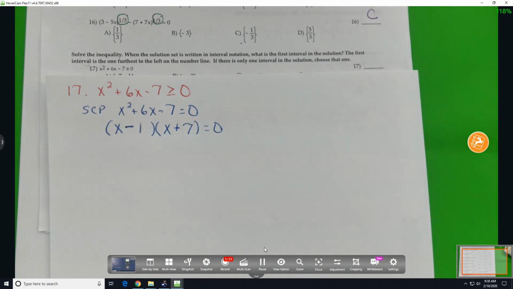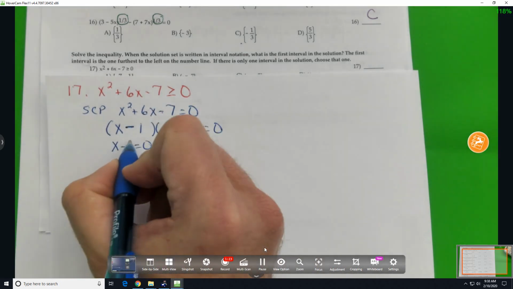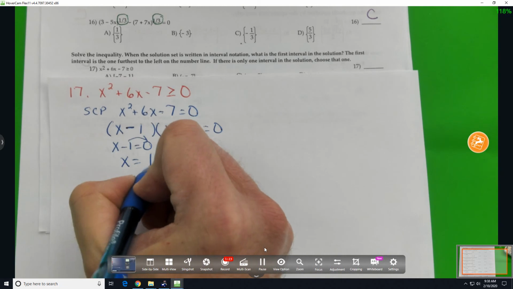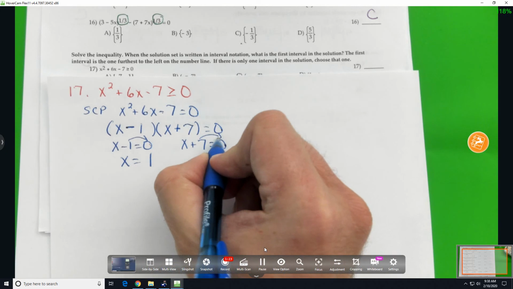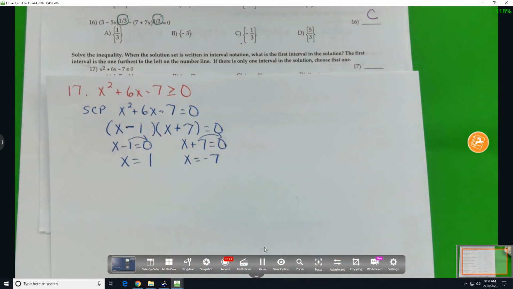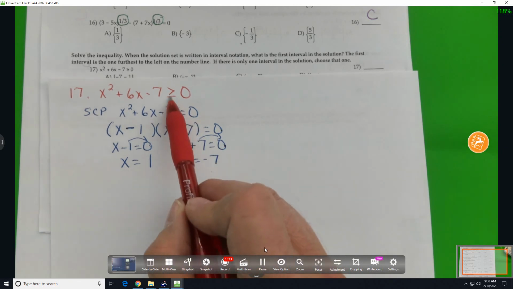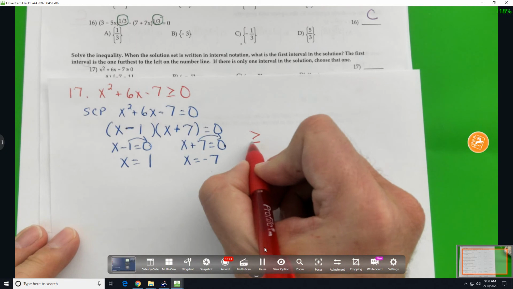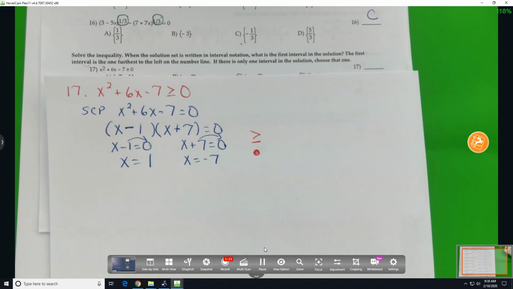Then set each one of these factors to 0. And we get x equals 1 and x equals negative 7. Those are solution cut points. For the solution cut points, to decide between open and closed circles, you look up here. What's it going to be? Closed. There's no denominator cut points because there's no fraction.